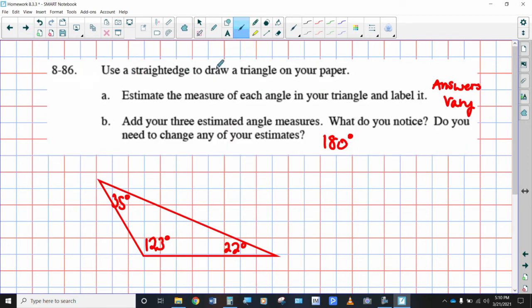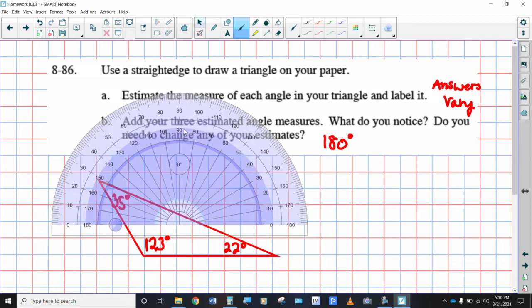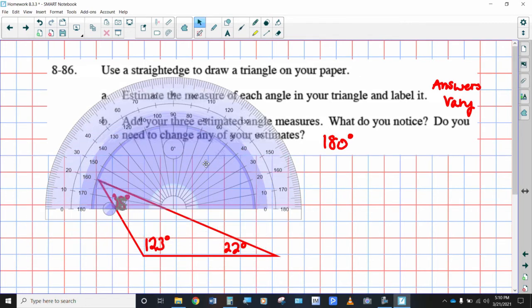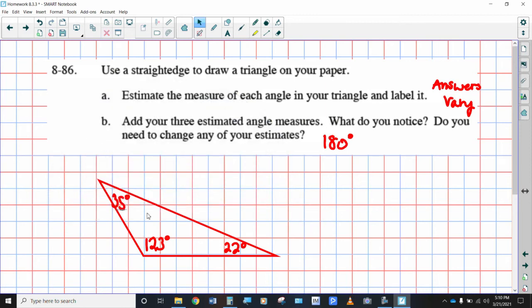Use a straight edge to draw a triangle on your paper. Estimate a measure of each angle in your triangle. Okay, so you could have made any triangle you wanted. I made one that looked like this, and I estimated the different angles, or maybe we measure. I wonder how accurate I got those measurements. Does this look like it's 123 degrees? Yep, looks pretty close. I'll just trust they got the other ones right. I won't bore you by measuring them.